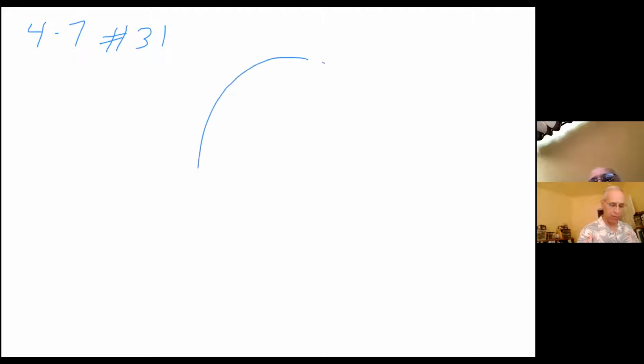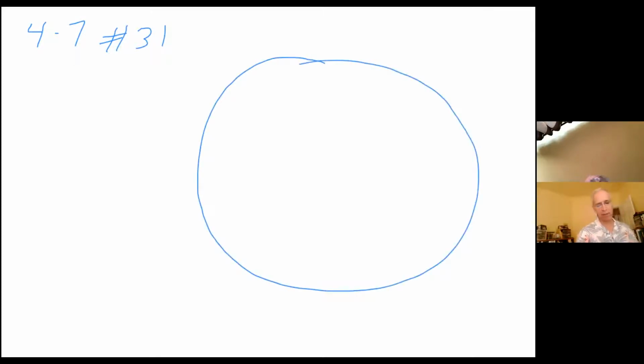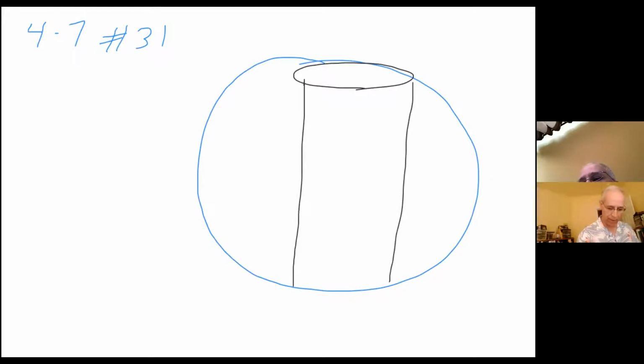I'm going to do problem number 31, section 4.7. We do have a right circular cylinder that is inscribed in a sphere of radius r. So let's say this is the sphere, and we do have a right cylinder that is going to be inscribed inside of this.